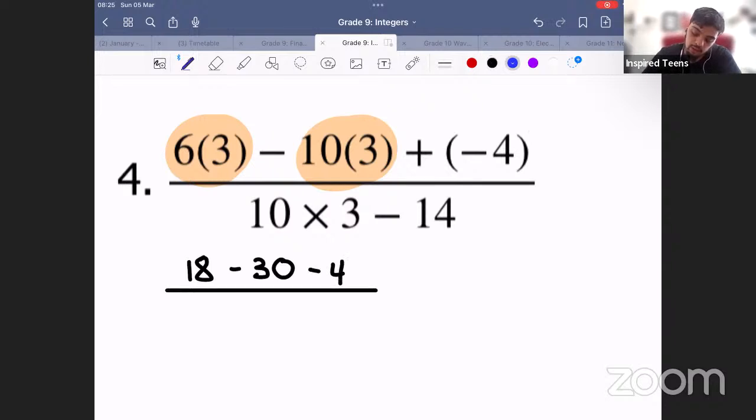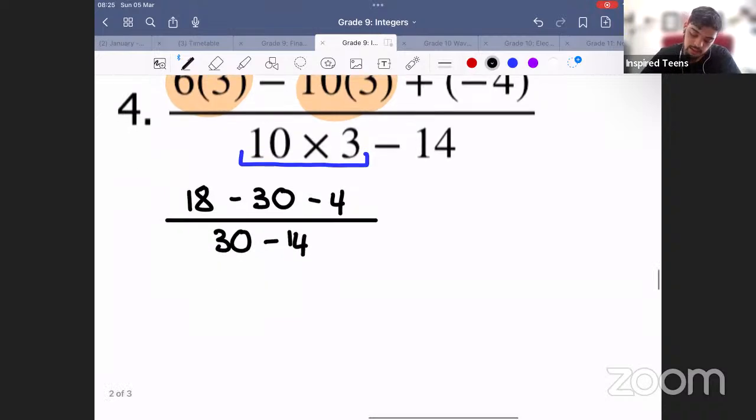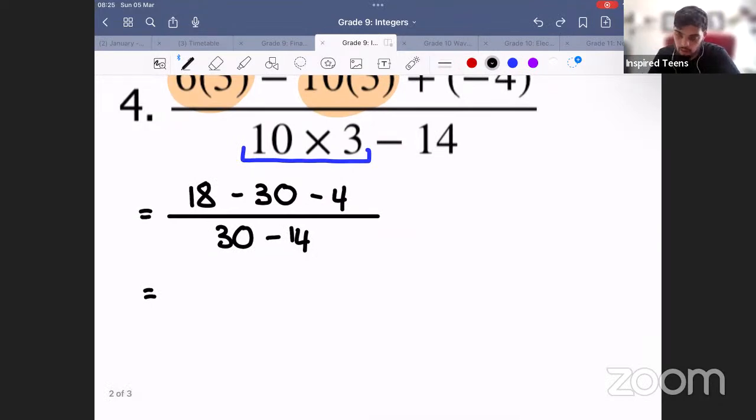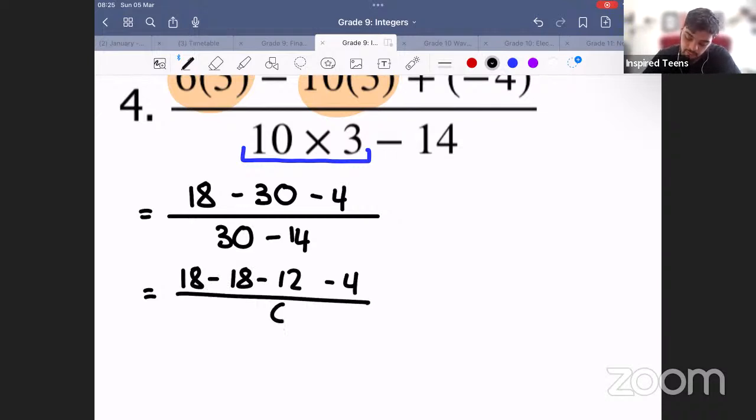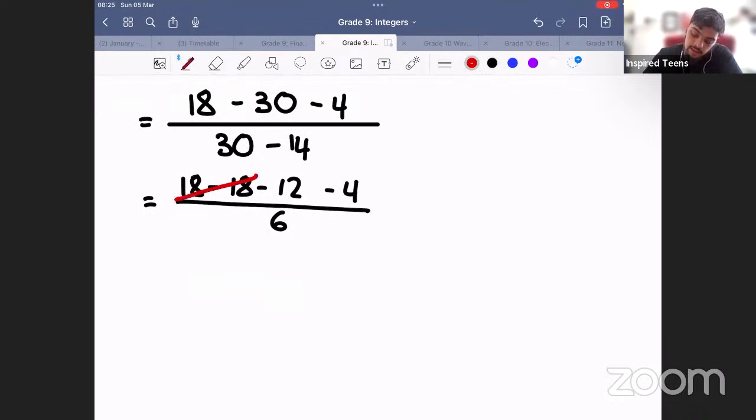Here we got to do BODMAS, so we got to do the multiplication first. It's simply 10 times 3, positive 10 times positive 3, which is positive 30 minus 14. And now we can just simplify. So 18 minus 30. That's like saying 18 minus 18 minus 12, I believe. Thirty minus 14 is 16. 18 minus 18 cancels. Negative 12 and negative 4 is negative 16. Divide both of them by 2, you're getting negative 8 over 3.